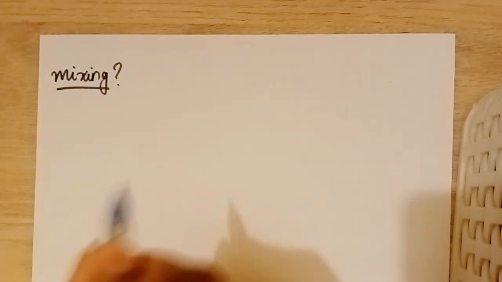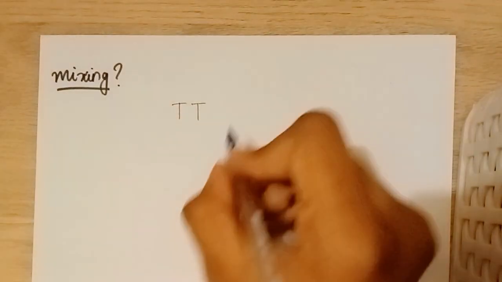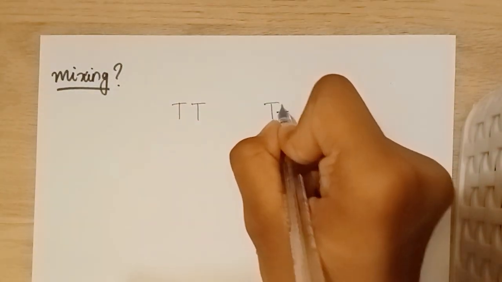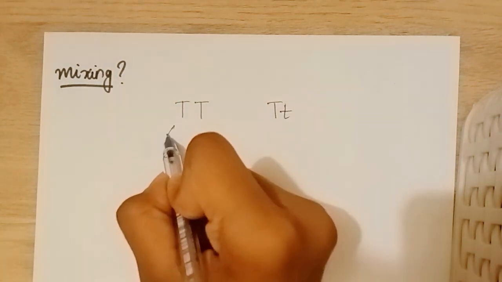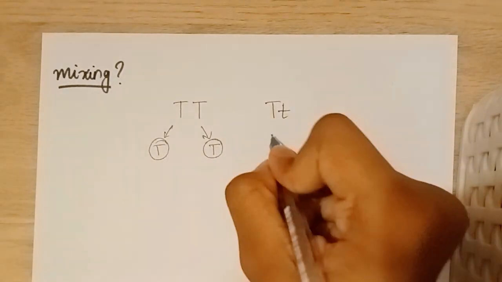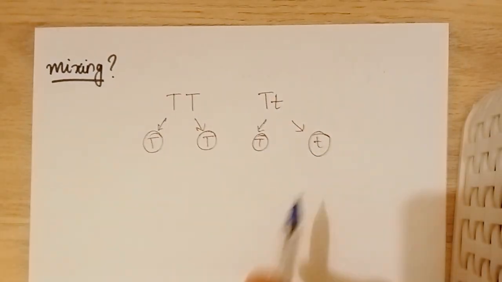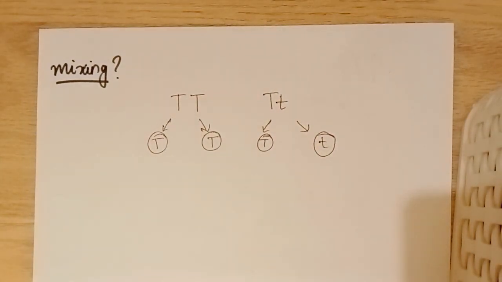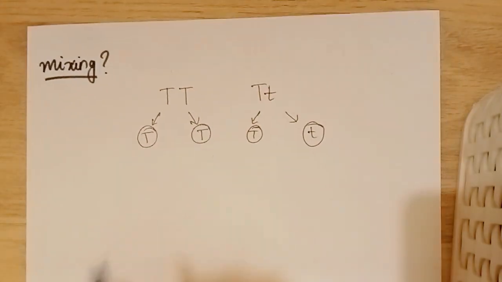Now, how do both parents mix up their genes? Let's take an example. If one parent has double T's, and another parent has a big T and a small t, how do they give the genes? This parent can give capital T and capital T. This parent can give capital T and small t. Like I said before, this is because of the law of segregation. This separates the genes.